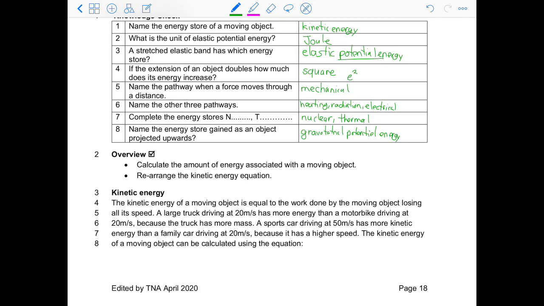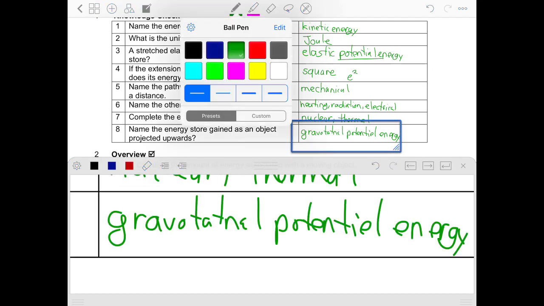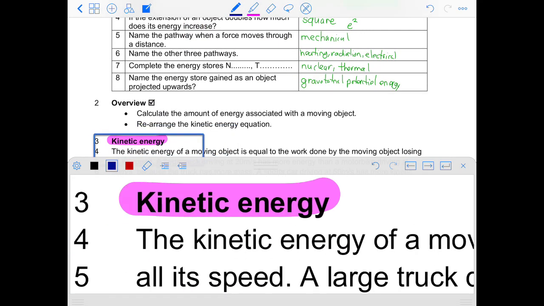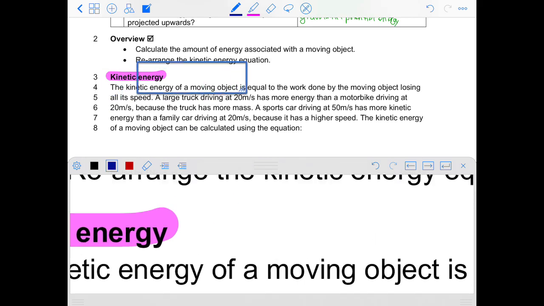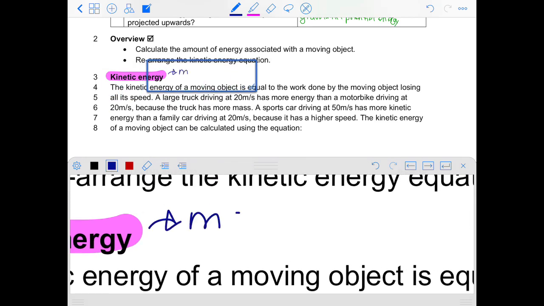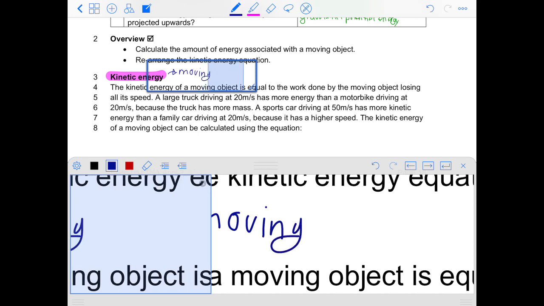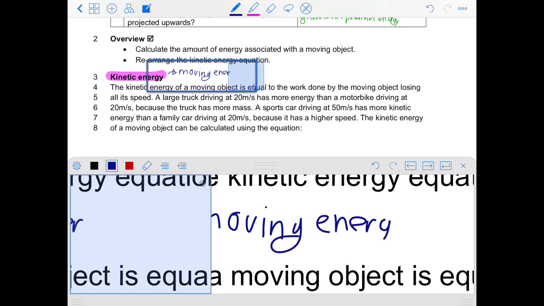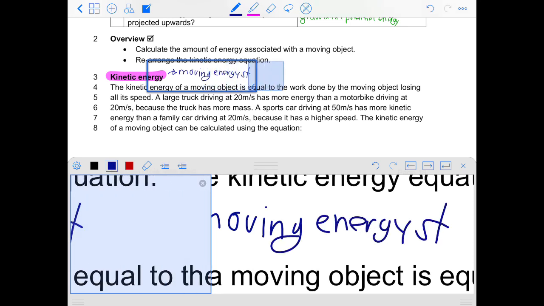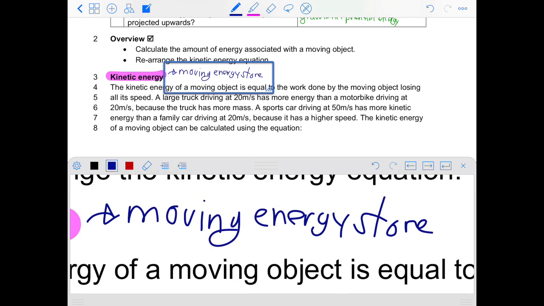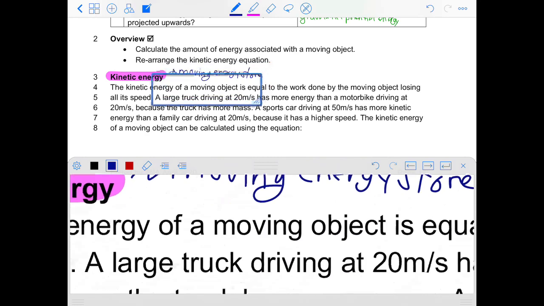So as we already know, kinetic energy is the energy stored in something that is moving. So kinetic energy is the moving energy store. So if something is standing still, it has no kinetic energy. But as soon as it's moving, you've transferred energy to cause it to move, and it now has that kinetic energy store.